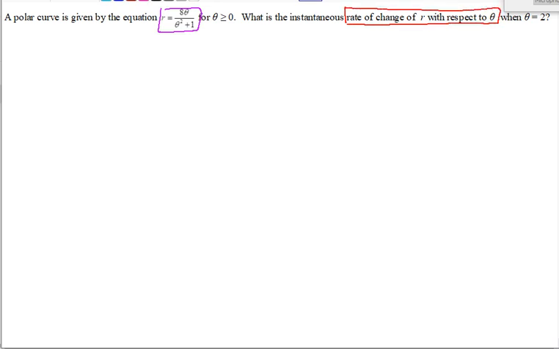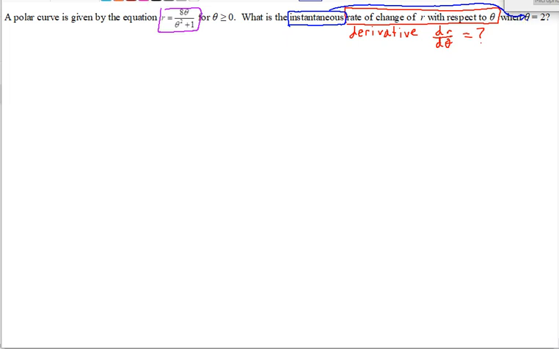Well, rate of change is another word for the derivative. And it tells you what the derivative notation should be here. When it says r with respect to theta, that means dr, and then with respect to, that's the one that's on the denominator, d theta. So that's what we're looking for, dr d theta equals question mark. And the reason why it's instantaneous, dr d theta would give you the derivative at any angle, but instantaneous, when you're looking at one specific angle, in this case, when theta equals 2.